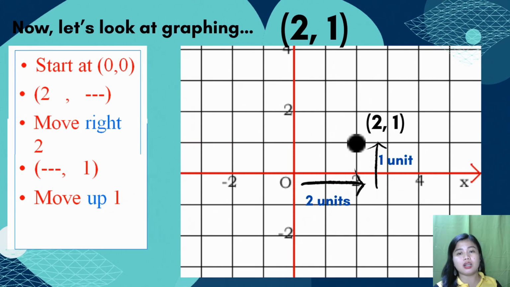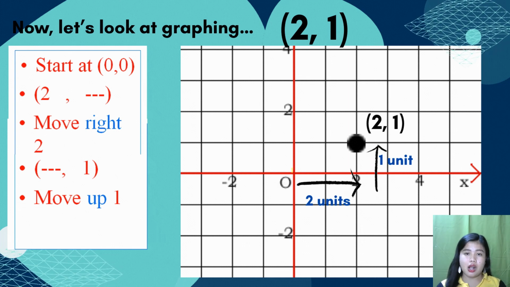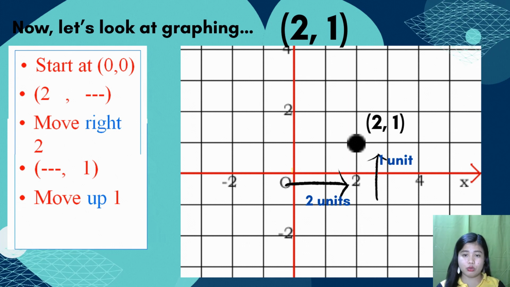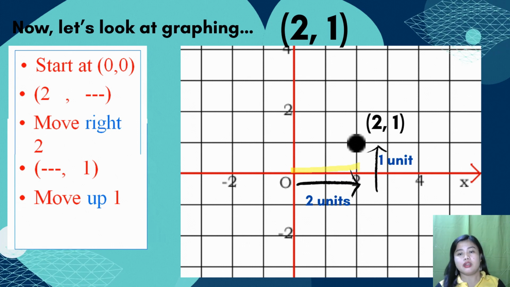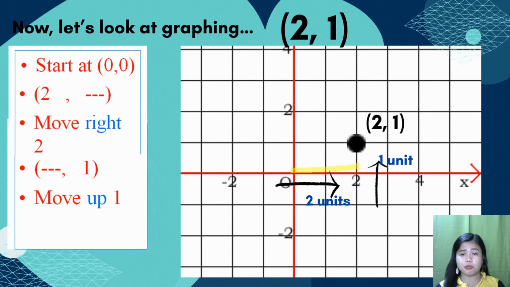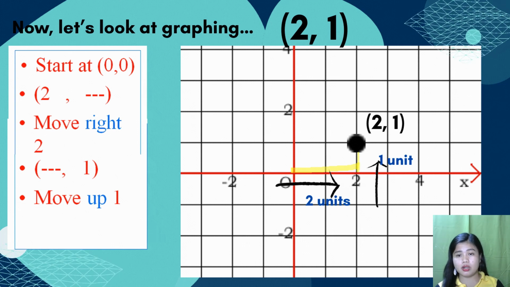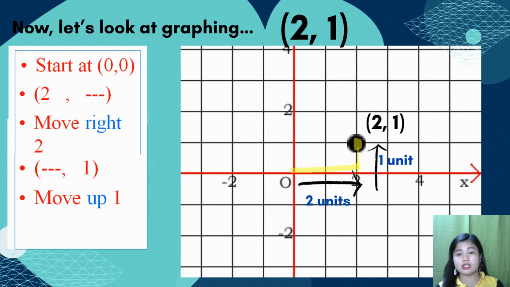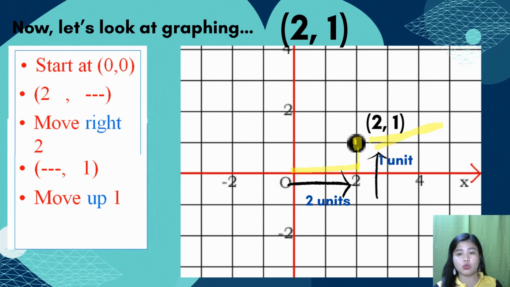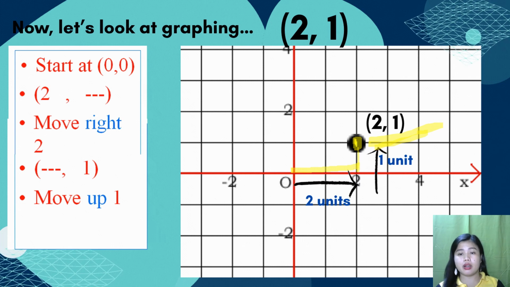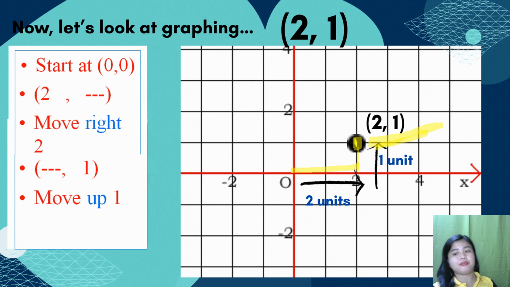Next, let's plot (2, 1). Start at (0, 0). Our x-coordinate is positive 2, so move 2 units to the right. And our y-coordinate is positive 1, so we move up by 1 unit. So this point is (2, 1). The ordered pair of this point is (2, 1).